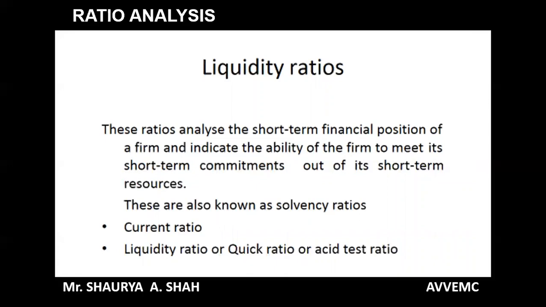Two examples are there: current ratio and liquidity ratio, or quick ratio or acid test ratio, right? So all three are names for a single ratio. We will see one by one. This is known as the solvency ratio, right?